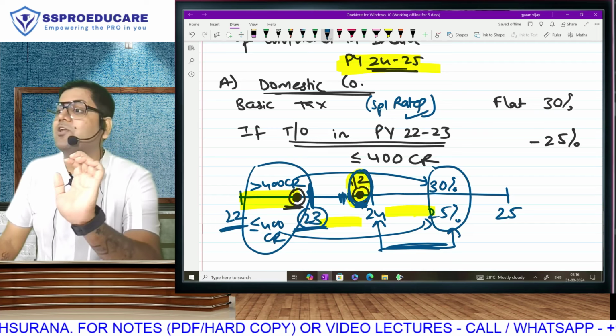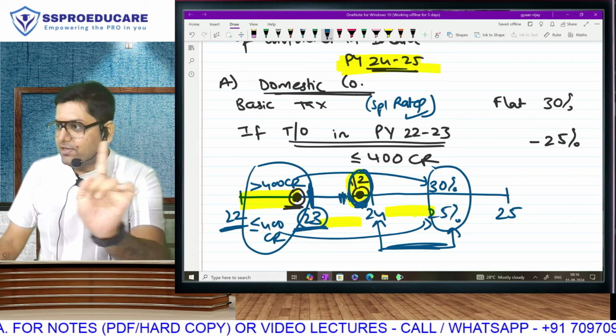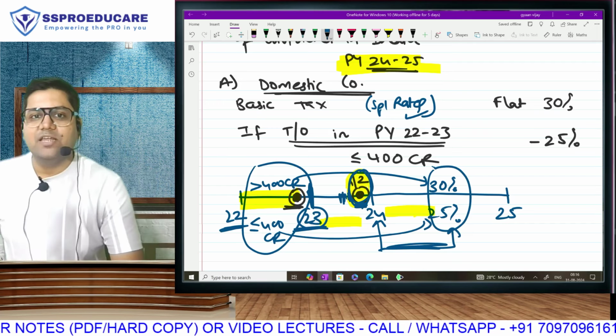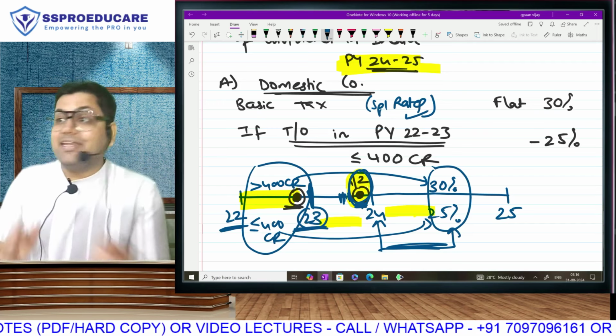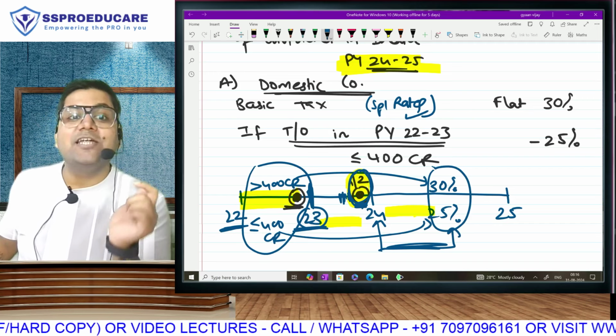At that time, he kept the turnover limit at 5 crores. If 14-15 turnover is 5 crores or less, then 25%, and if it is more than 5 crores, then 30%. Then came 17-18. He now says check turnover of 15-16. He changed it to 25 crores.